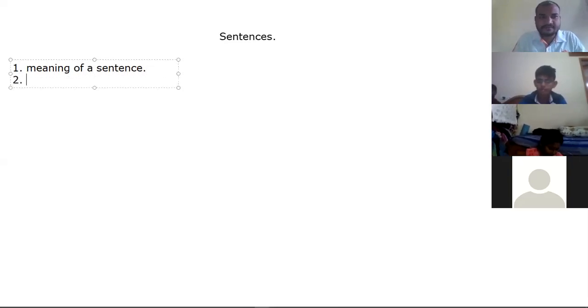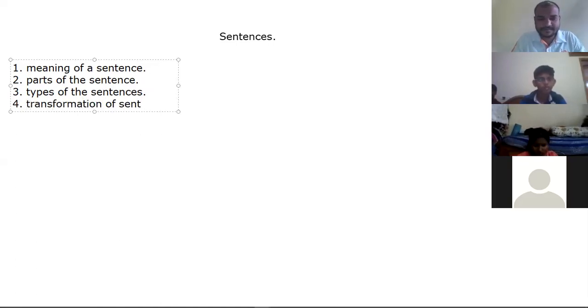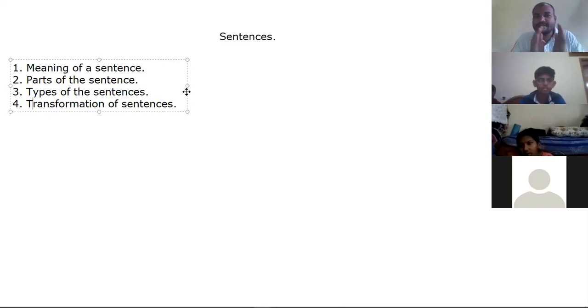So what would be the second one? Parts of the sentence. The third, types of the sentences. Next, the fourth aspect: transformation of sentences. Very good. So today we are going to discuss the meaning of the sentence, then parts of the sentences, then types of the sentences, and then transformation of sentences. These are the four aspects we are going to discuss today.